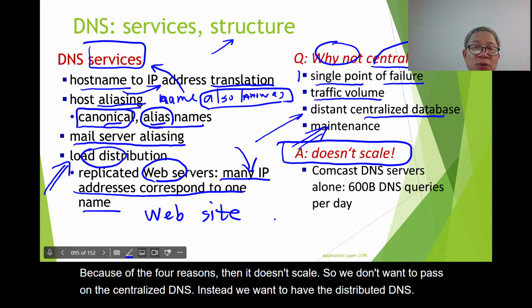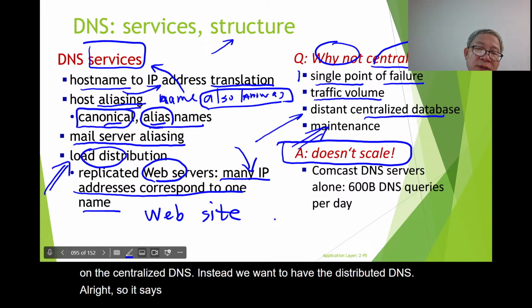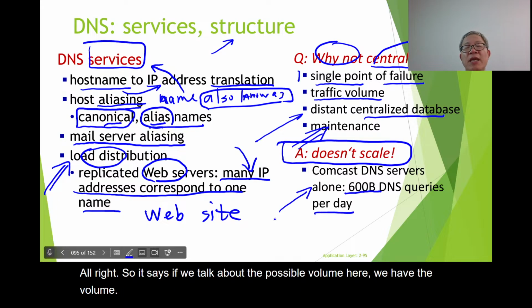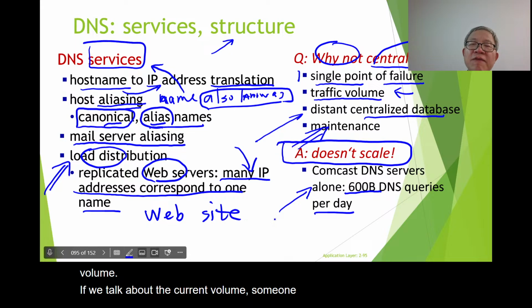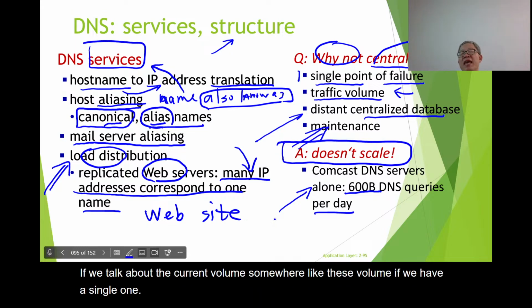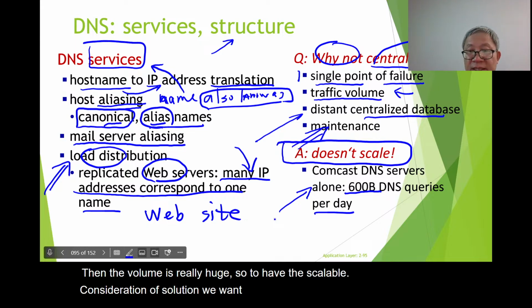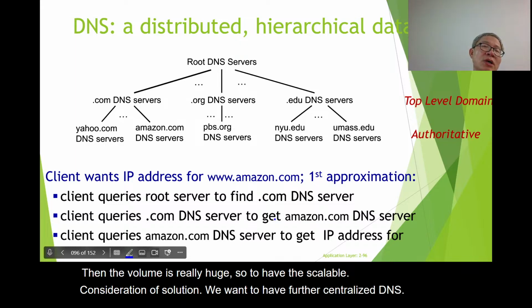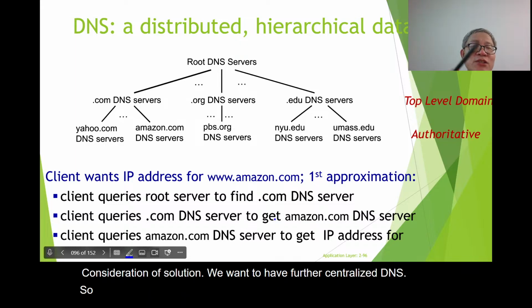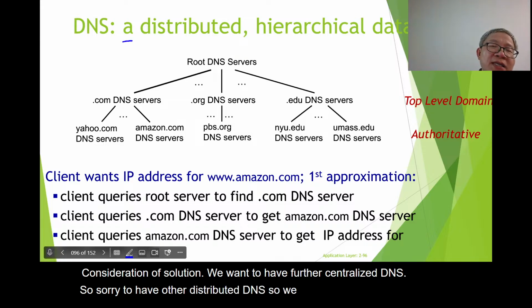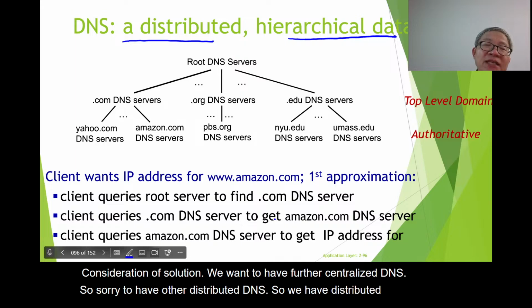All right. If we talk about the possible volume, the current volume, and we have a single one, then the volume is really huge. So to have a scalable solution, we don't want the centralized DNS, sorry, we want the distributed DNS. So we have a distributed hierarchical database for DNS.